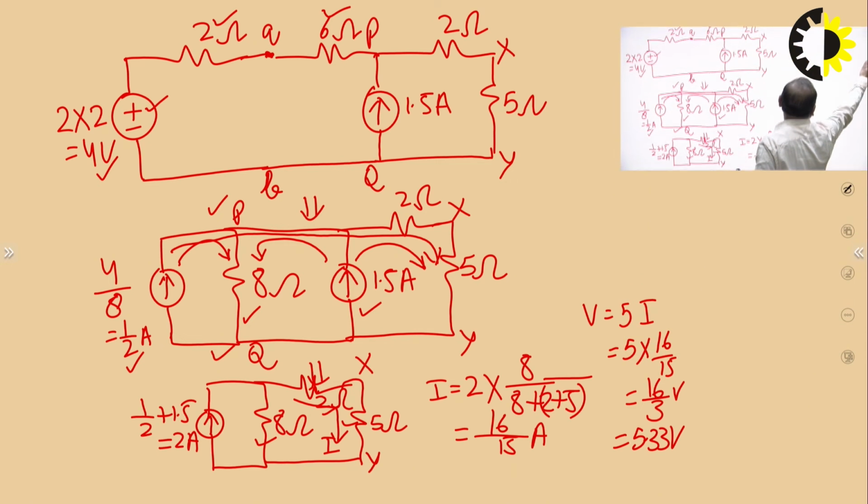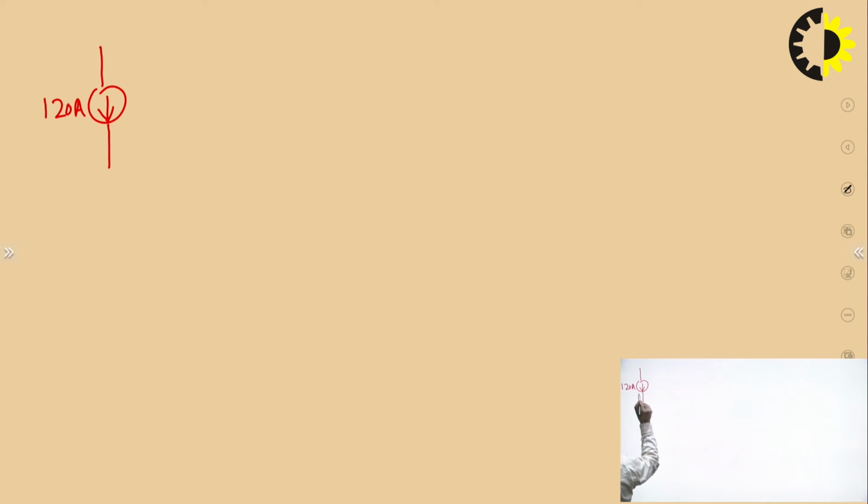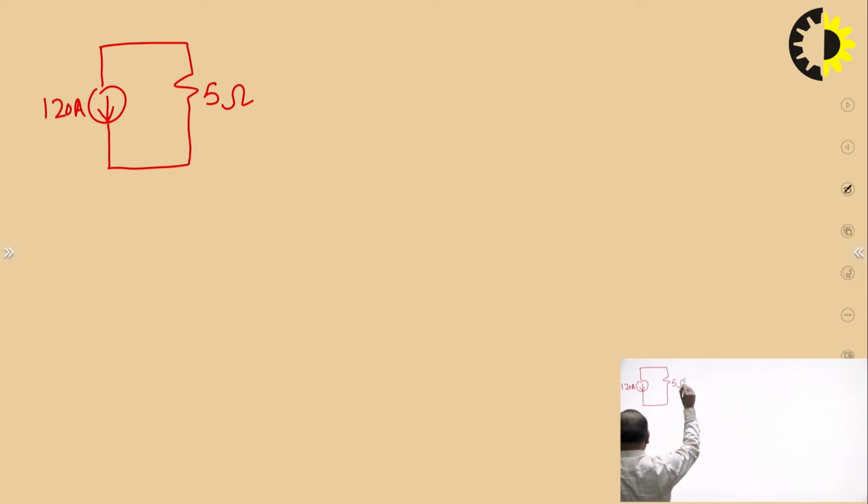One more example I will take related to it. Like here in this circuit, we have this current source of 120 ampere with a downward arrow, and it has a 5 ohm resistance in parallel to it. Then we have, this is 50 ohm, not 5 ohm, and then we have this 10 volt voltage source here with terminals marked.